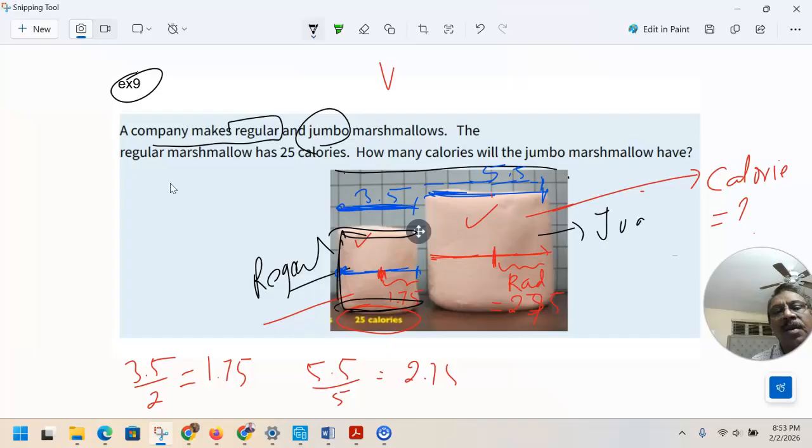This is in the cylindrical shape. So the volume of a cylinder, remember the formula is pi r square times height. So you can use pi, and the radius is here 1.75. So 1.75 square. And the height is, how high is this?